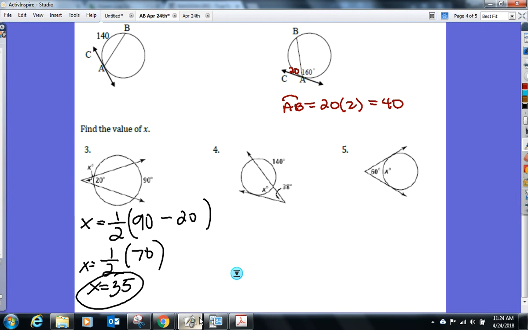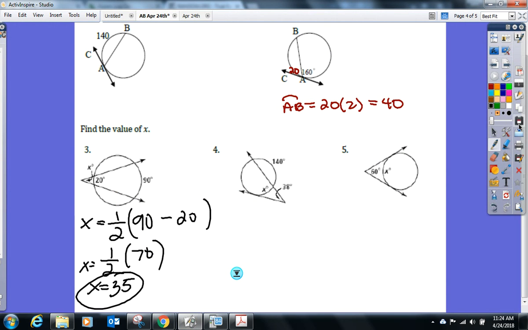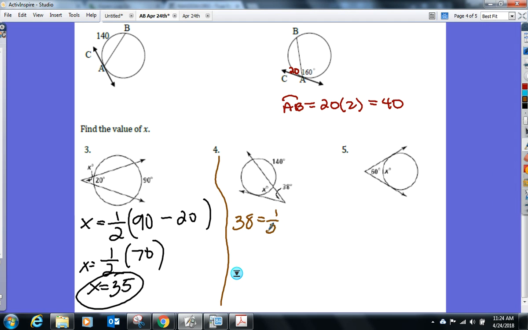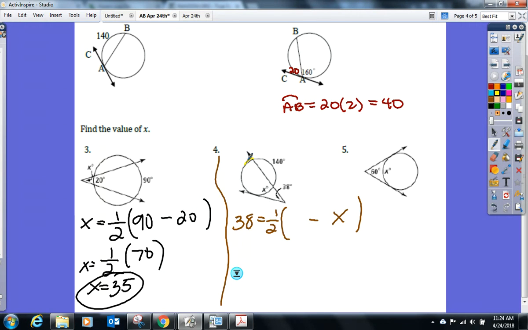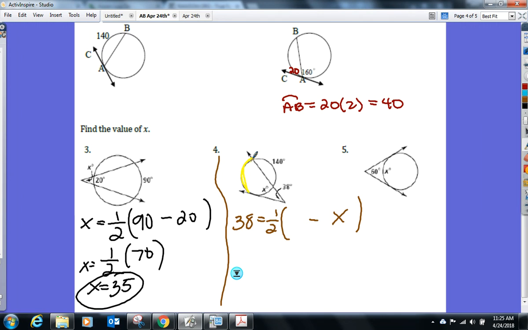Where's that 38, inside or outside? Outside, yep. So I know that 38 was found by taking half of 2 arcs when I subtract them. What's the minor arc? Okay, now I've got a problem. How do you find the other one then? This one right here, that major arc, because that's going to go in right here. I know that's 140. Anybody? Any thoughts? I really don't want to just give it.